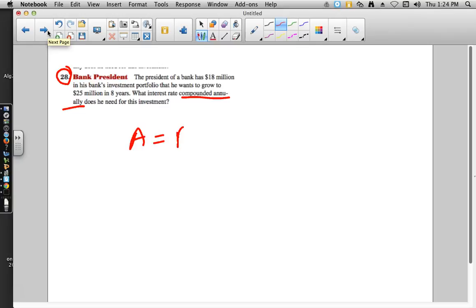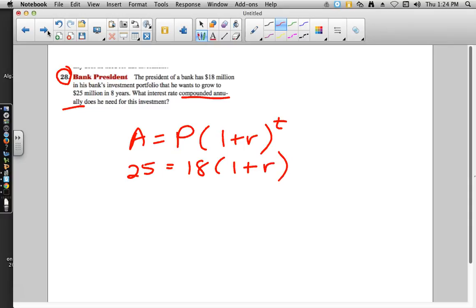So again, you might have been doing a little bit of overthinking on these. This is definitely about just annually, so that's the only formula you need to use. And we want it to be 25 million, starting at 18 million. What we're trying to figure out is the interest rate, and we know that he wants it in 8 years. So this is very similar to the last problem I just did.